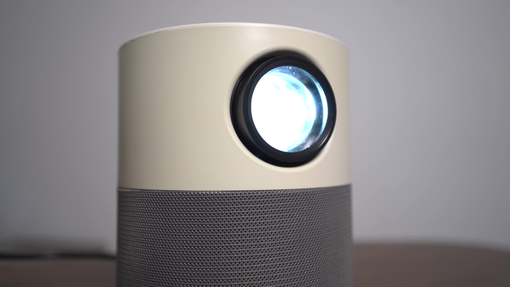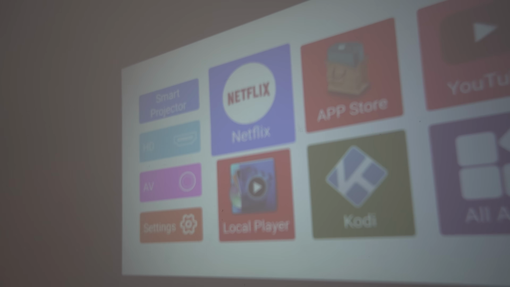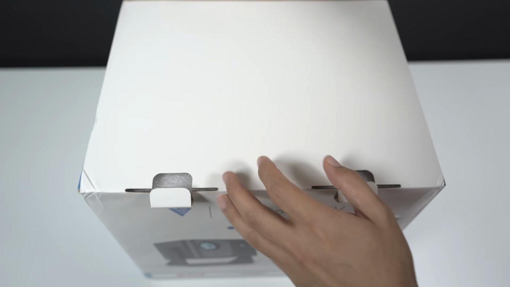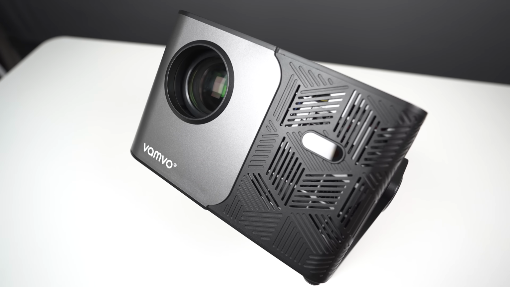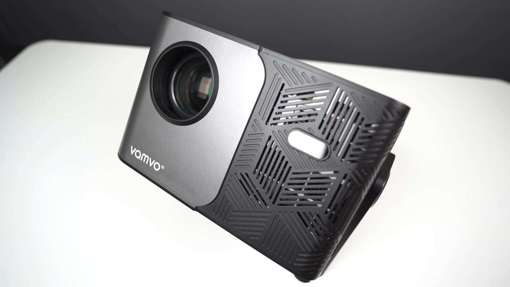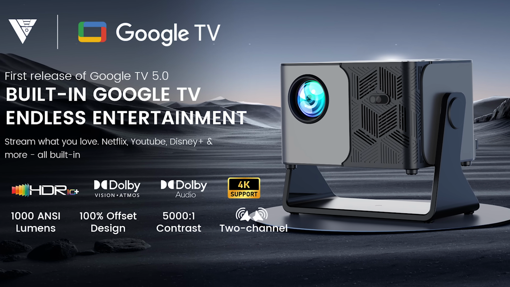Smart projectors used to be frustrating: bad interface, fake app stores that didn't work, and dim pictures. Well, this might finally fix that. This is the Vamvo Y2, they're calling it the world's first AI Google 5.0 certified 4K decoding projector. It's currently live on Kickstarter, and on paper, the specs are incredible for the price, so let's go ahead and check it out.